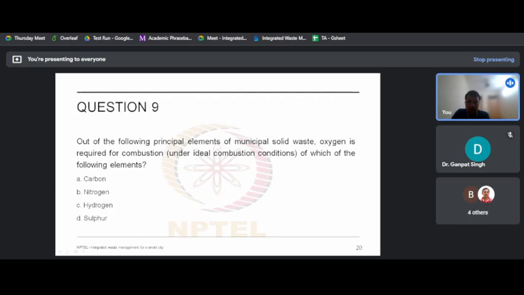We'll discuss this. Here the key word is that we are talking about ideal combustion conditions. So what happens? Carbon will take 1 mole of oxygen to form CO2. Sulfur will take 1 mole of oxygen to form SO2. Then we have hydrogen: H2 plus half O2 will form one water molecule. But nitrogen is somewhat of an inert nature. Under ideal combustion conditions, N2 would have to break into 2 nitrogen atoms before it can react with oxygen.